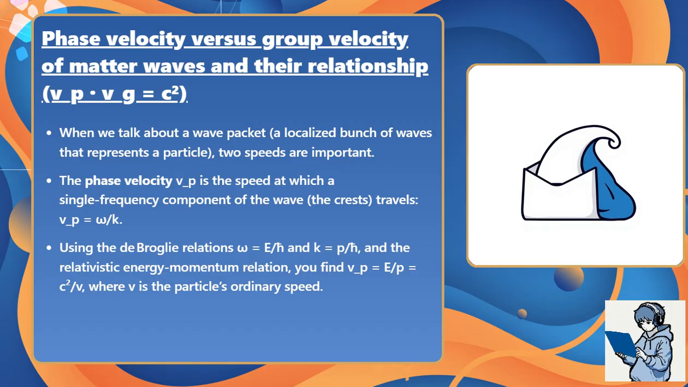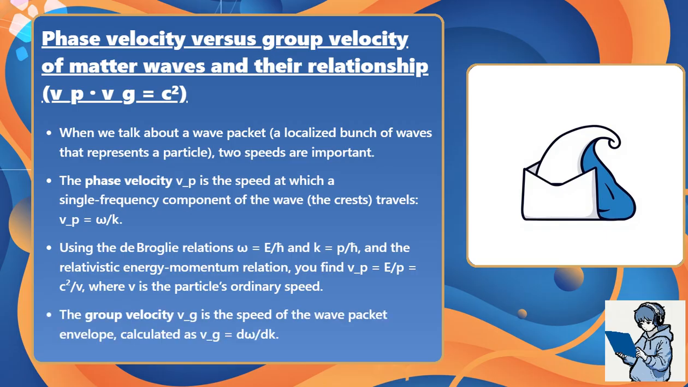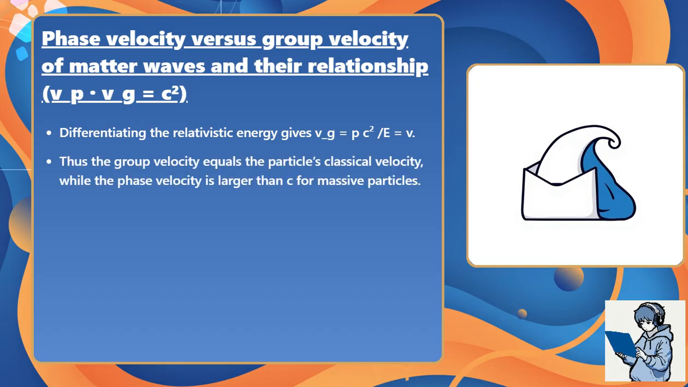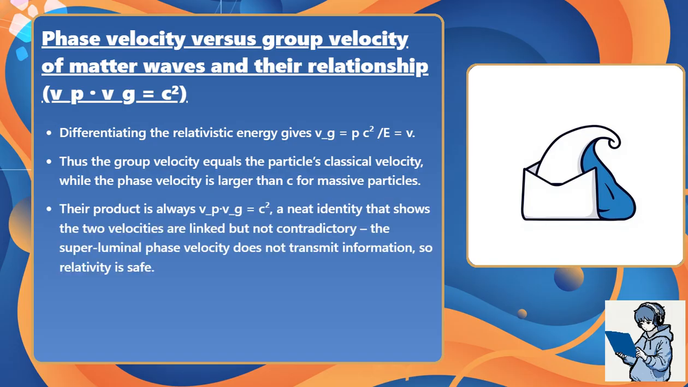The group velocity v sub g is the speed of the wave packet envelope, calculated as v sub g equals d omega d k. Differentiating the relativistic energy gives v sub g equals p c squared over E equals v. Thus the group velocity equals the particle's classical velocity, while the phase velocity is larger than c for massive particles. Their product is always v sub p times v sub g equals c squared, a neat identity that shows the two velocities are linked but not contradictory. The superluminal phase velocity does not transmit information, so relativity is safe.